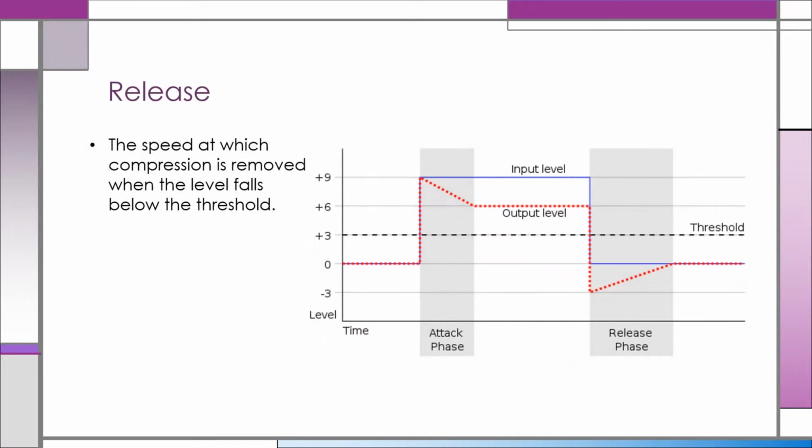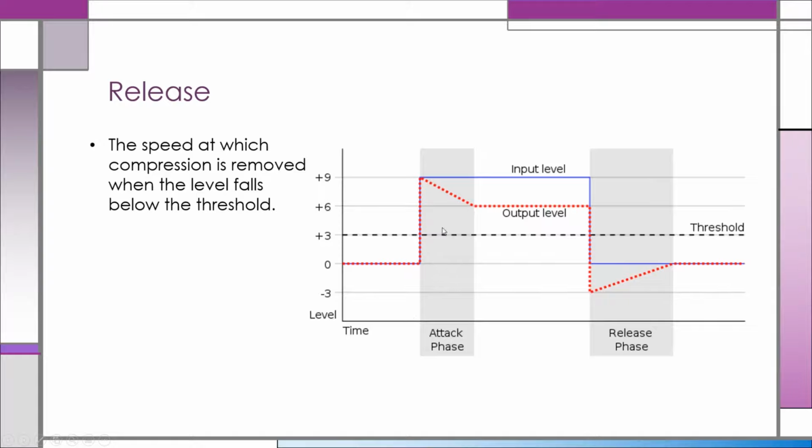Then we have our release setting, which is almost the exact opposite of attack. So we cross our threshold, and it takes a certain amount of time for compression to be applied, while release is: we have been above our threshold, and then we drop below our threshold, and it takes a certain amount of time for compression to not be applied anymore.